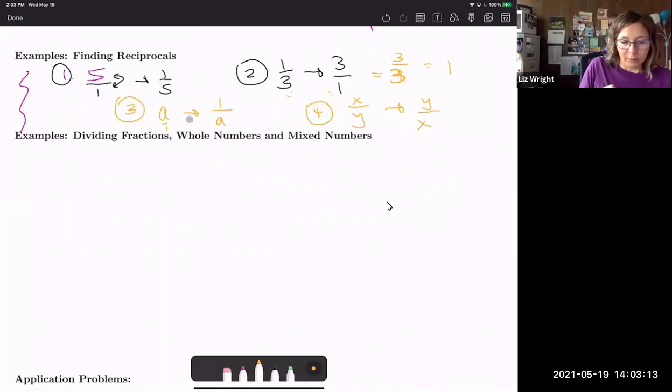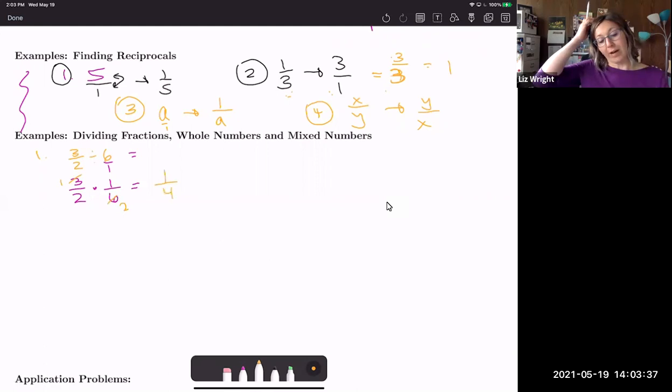So let's try a few examples here. We've got 3/2 divided by 6. So we keep, we change, we flip. If you want, you can reduce too. This will be a 1. That's going to be a 2. Multiply straight across, you're going to get 1/4. Or you would have gotten 3/12, and 3/12 reduces to 1/4. Your choice.